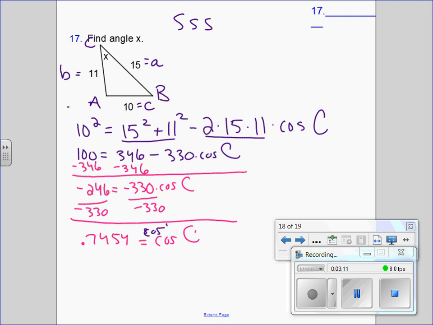Have you guys gotten to the part where you have to remember to use a cosine inverse at the very end?